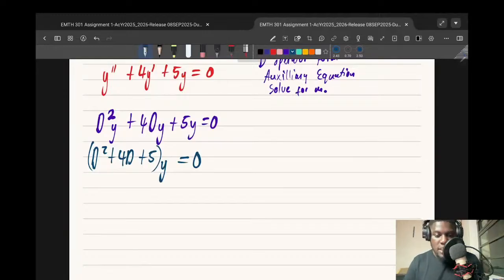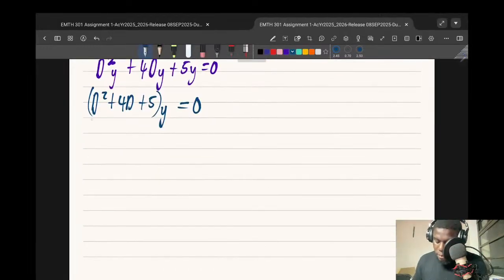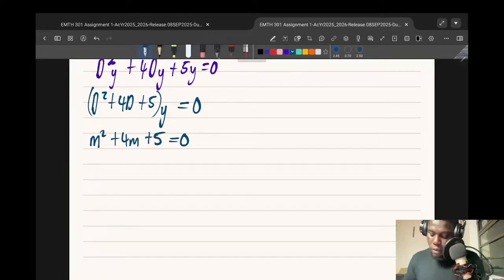Now when you get to D operator form, you convert to auxiliary equation, which means remove D's and put M. That one is, come on, we're not even integrating. We're just putting D's and M's. How can you not do that maths? That's simple maths. So you're going to say, I remove D, I put M. It's going to be M squared plus 4M plus 5 is equal to 0. Okay? Don't worry about the y.